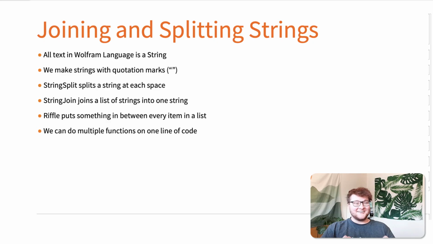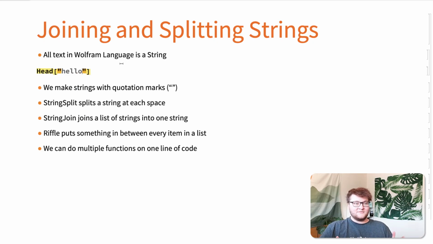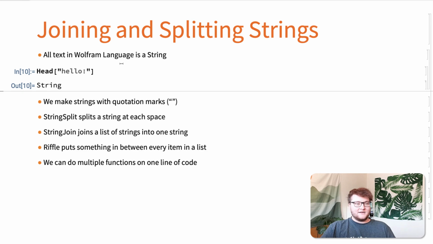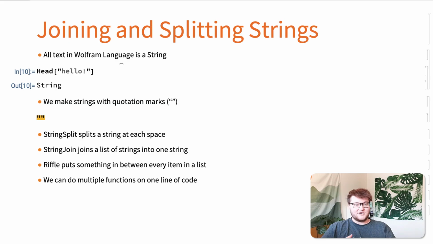So let's get a tiny bit more complicated. We're going to be joining and splitting strings. All text in Wolfram Language is a string. So if we look at the head of the string hello, it's going to tell us that it's a string. We write strings using quotation marks. So quotation marks, the string, end quotation marks, gives us a string.